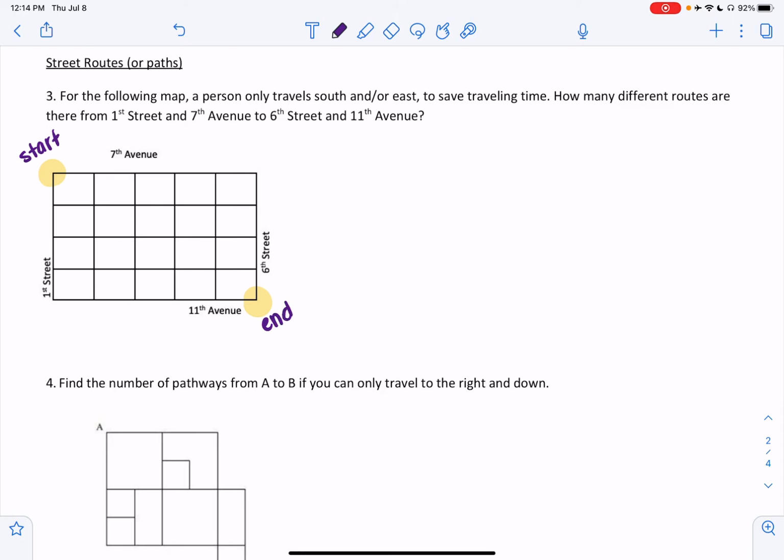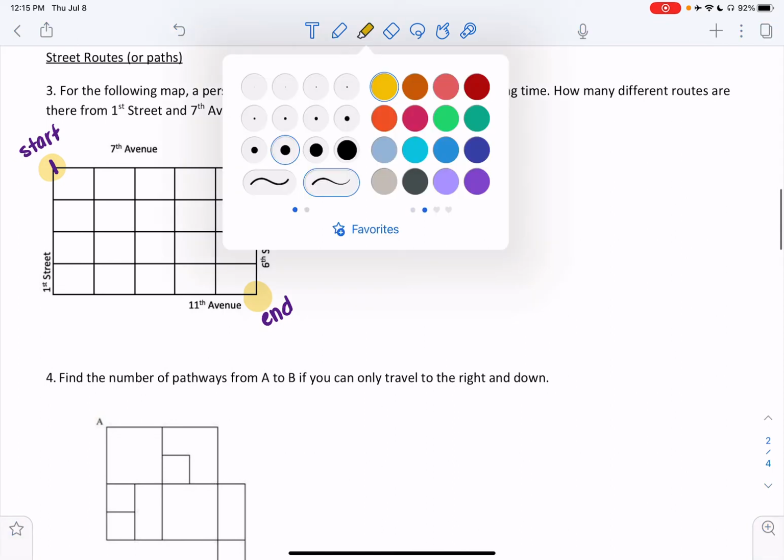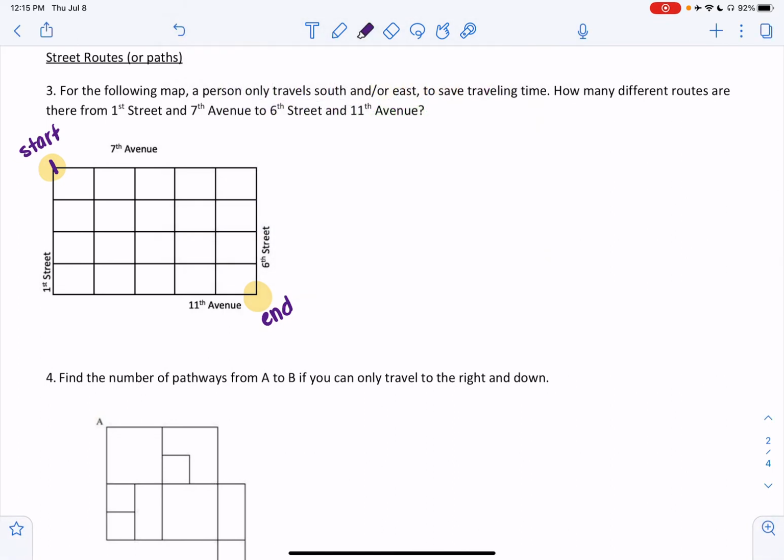Now, if you have this page printed out, I would highly encourage you to turn your page on a bit of an angle. That way you can see this like a Pascal's triangle. Really helps. So we're going to start here. There's only one way to get to my starting point. Now I have a couple of directions I could go from here. From this spot, I could go down over here, or I could go this way. This means there's one way to get here and one way to get here.